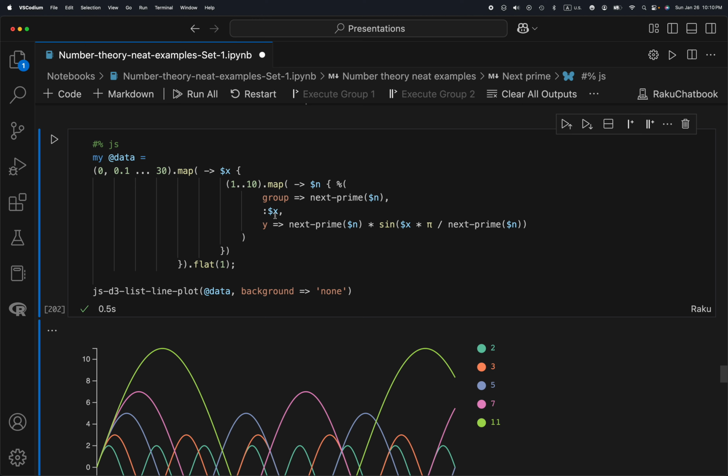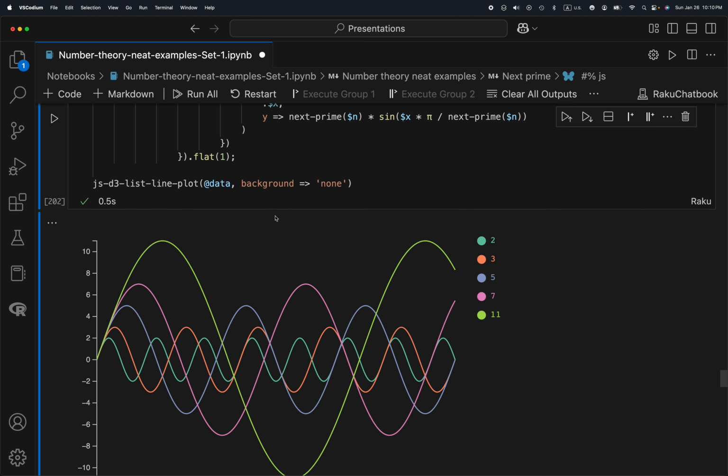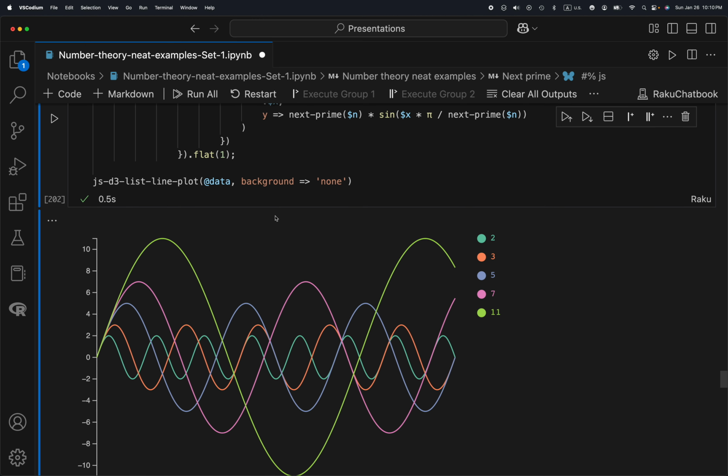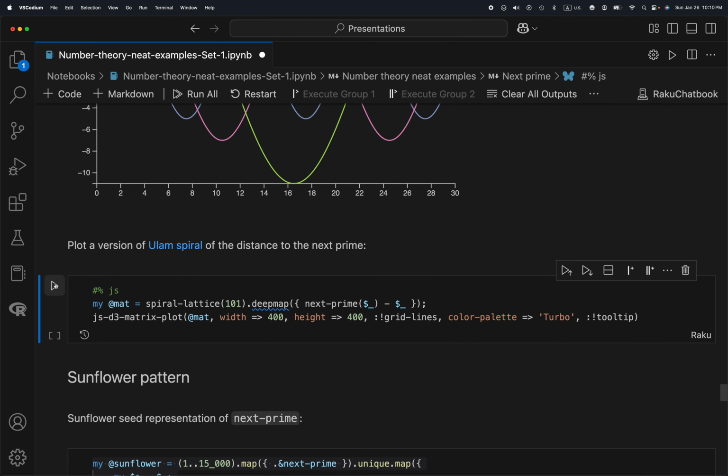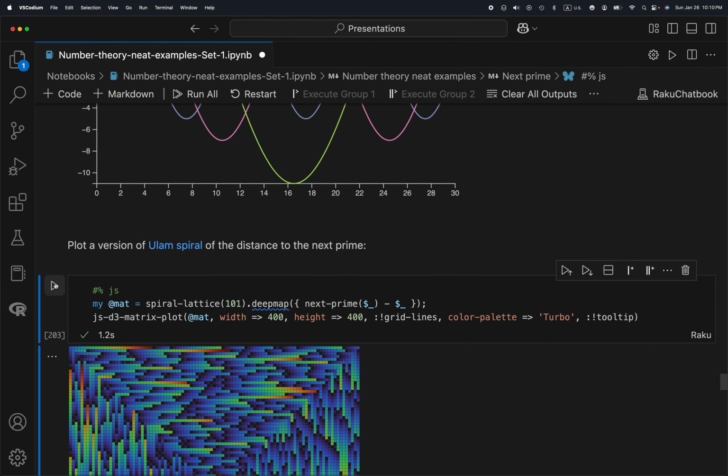It's quite interesting to visualize those numbers in this way using sinusoids. All right, so my next example is with the Ulam spiral.